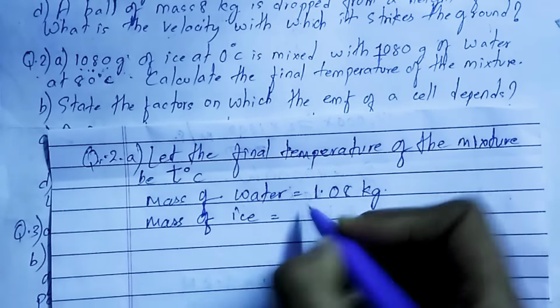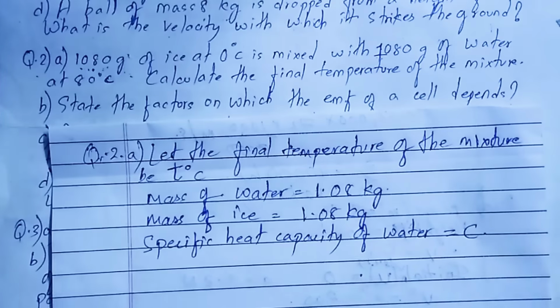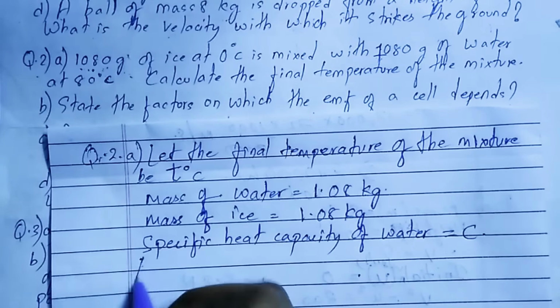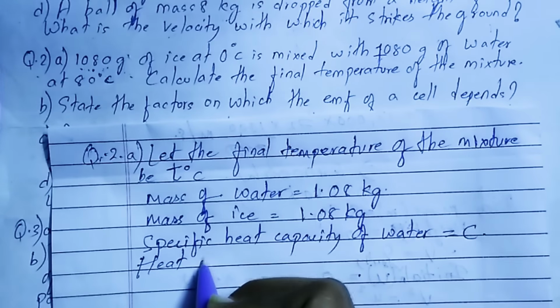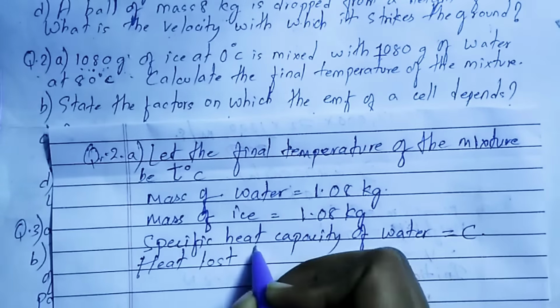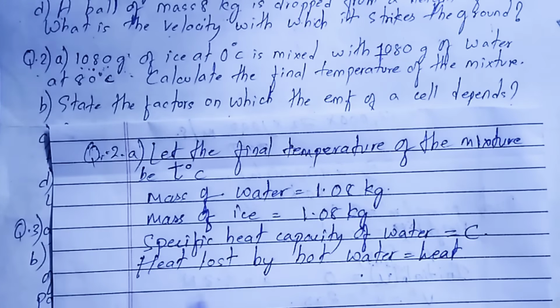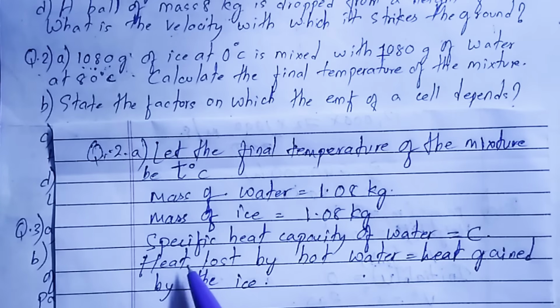Now specific heat capacity is not mentioned in the question, so you need to take it as C. Specific heat capacity of water is equal to C. Now there is one famous formula: heat lost by hot water is equal to heat gained by the ice. So you know the formula, it is Q is equal to mc delta T.